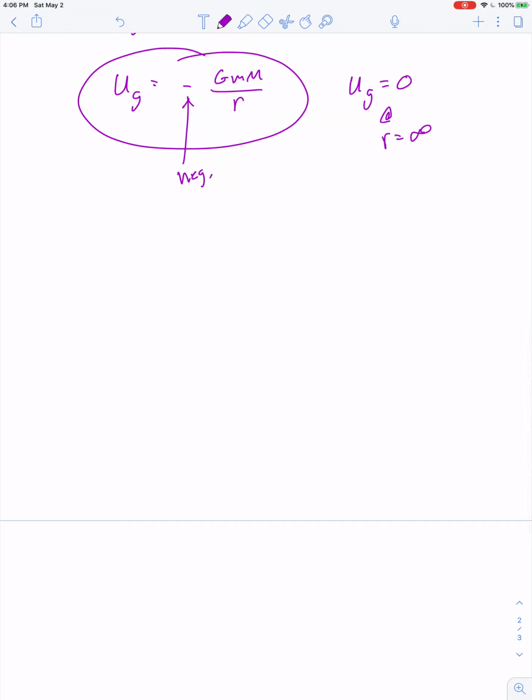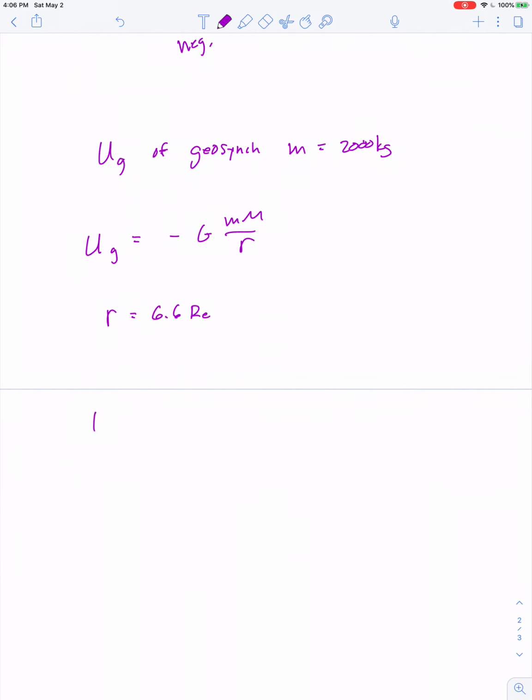What's the gravitational potential energy of a geosynchronous satellite with a mass of 2,000 kilograms? Gravitational potential energy is negative GMm over r. In a previous video lesson, we found that the distance from the center of the Earth to the location of a geosynchronous satellite is about 6.6 times the radius of the Earth. So if we want to answer this example question, we just need to plug in the given values.